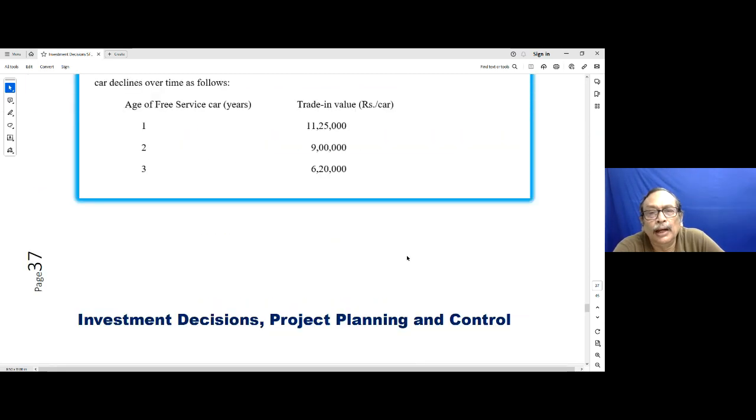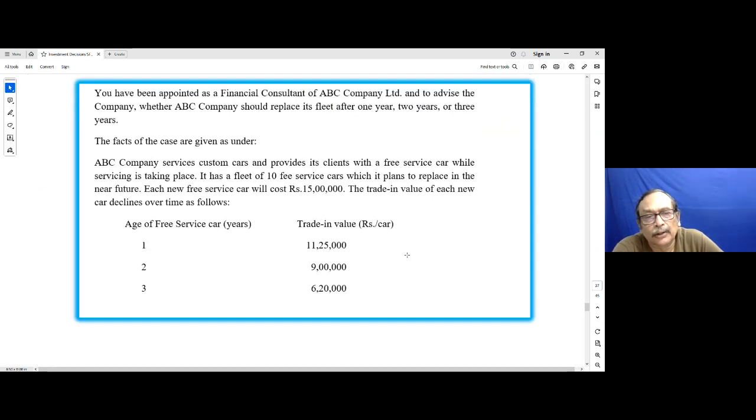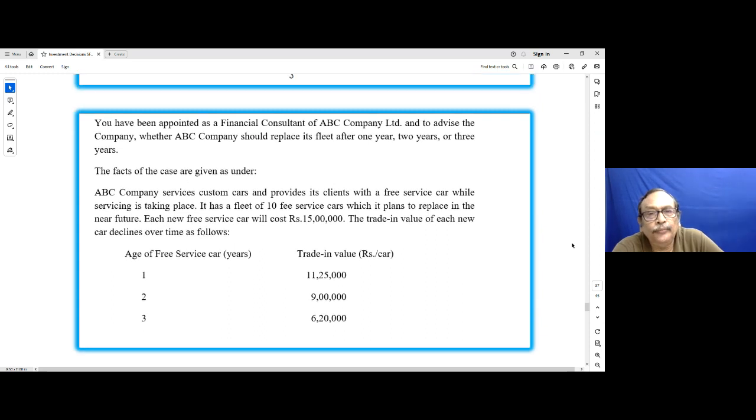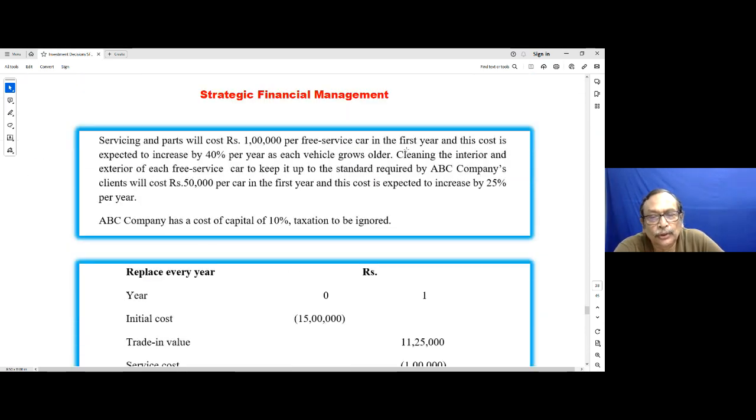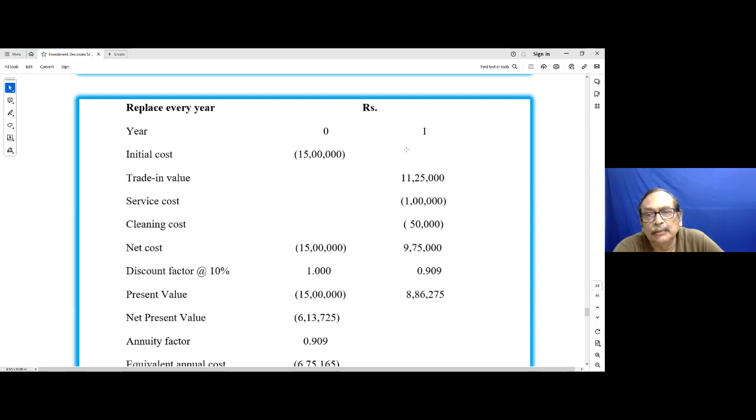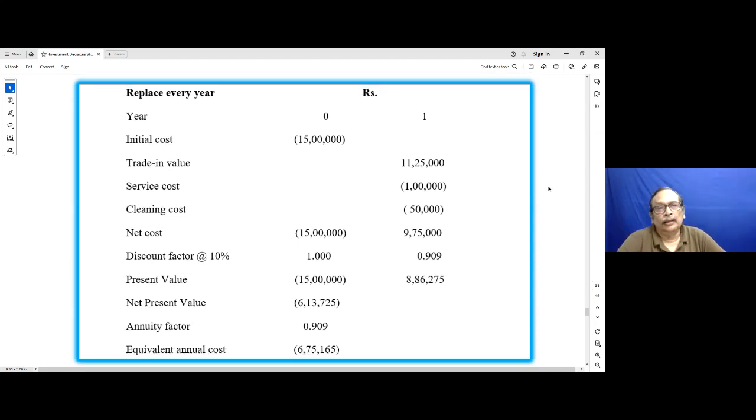So our problem is concentrated on this: we are required to advise the company whether ABC company should replace its fleet after 1 year, 2 years or 3 years. And we are given the relevant information. So just have a good look. First, we are going to consider replacing every year.